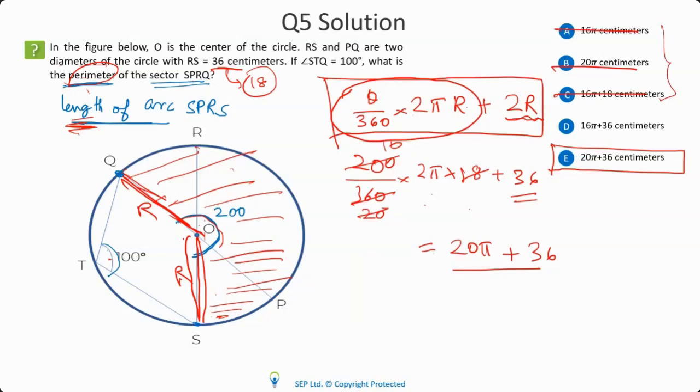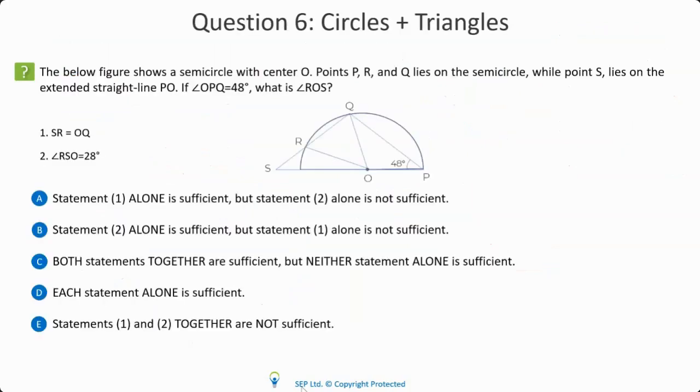Okay, any other questions? Okay, I don't see any. So let's move on to the next question, guys. Okay, here's the next one.